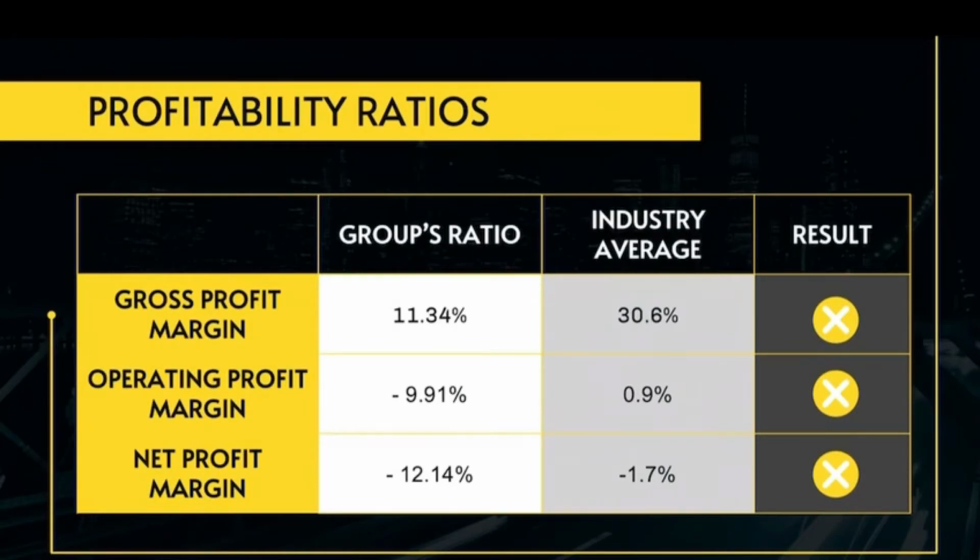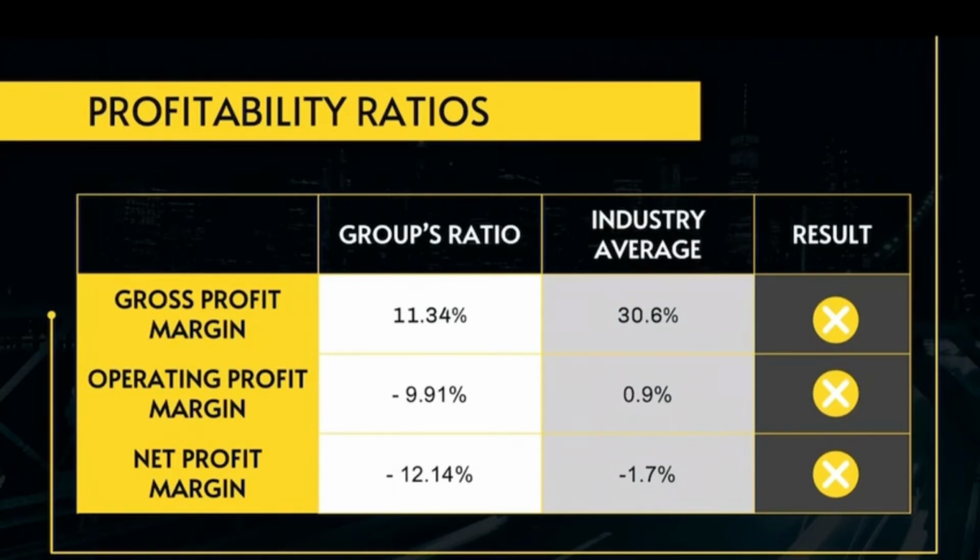The group has lower profitability than the industry average. The group ratio is negative 9.91%, while the industry average is 0.9%. It also gives a bad result. The third one is net profit margin. From the above calculation, the group has lower profitability than the industry average. The industry average has a ratio of negative 1.7% as compared to the group's negative 12.14%. It shows a bad result.